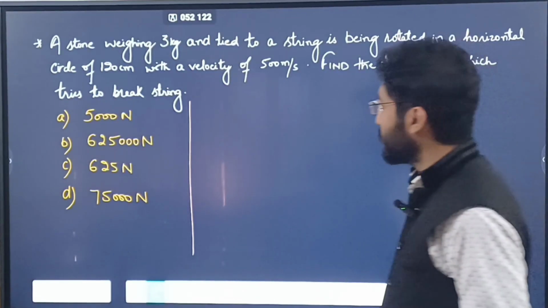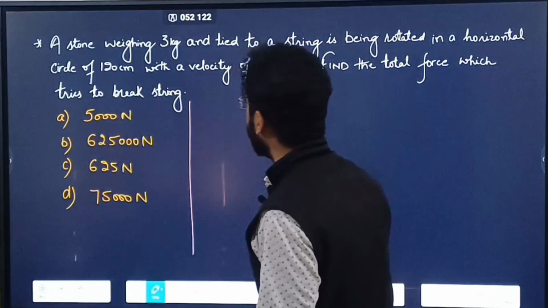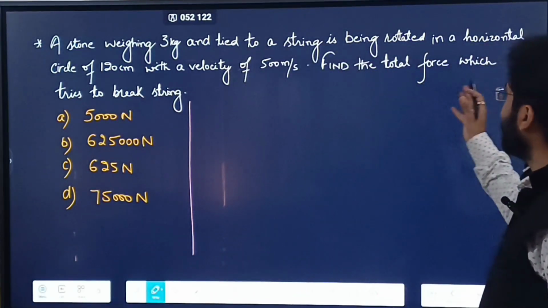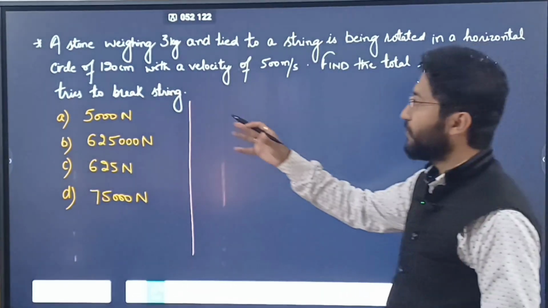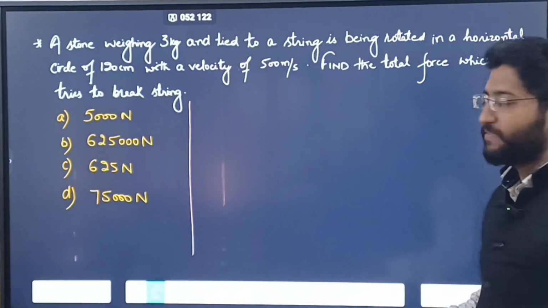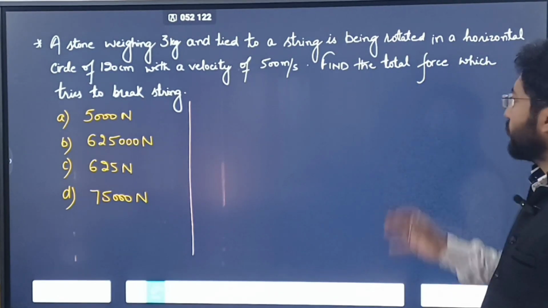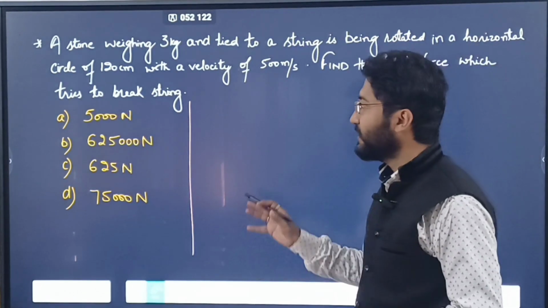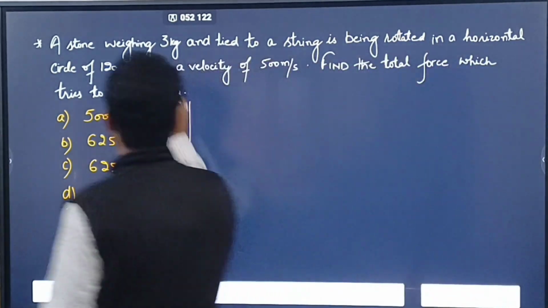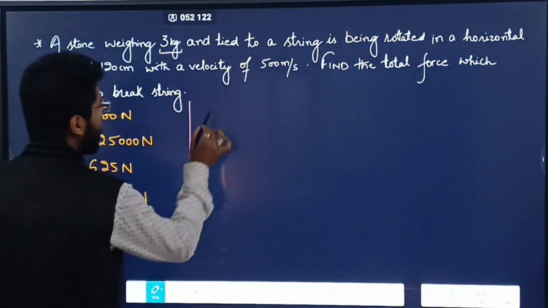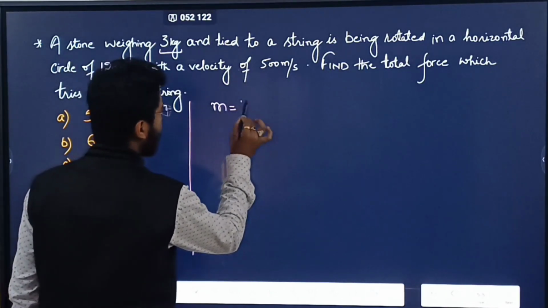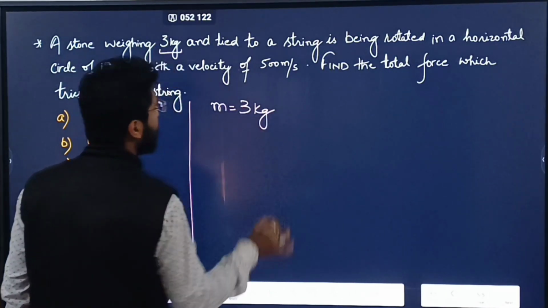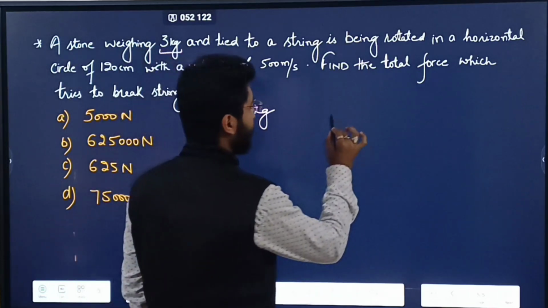Now comes the next question. A stone weighing 3 kg and tied to a string is being rotated in a horizontal circle of 120 cm with a velocity of 500 meter per second. Find the total force which tries to break the string. From the question, the mass given is 3 kg, tied to a string.